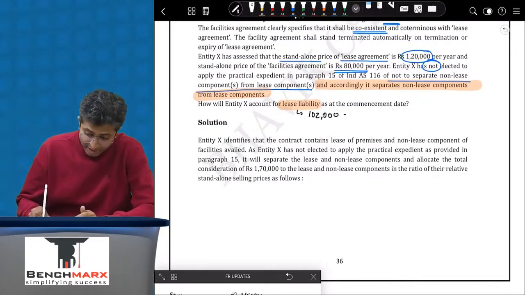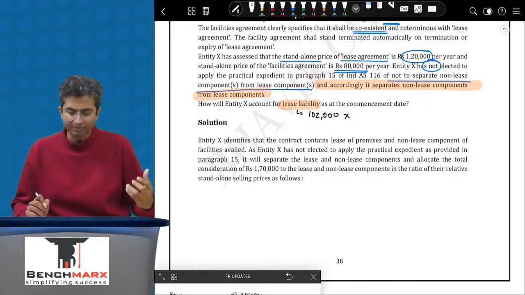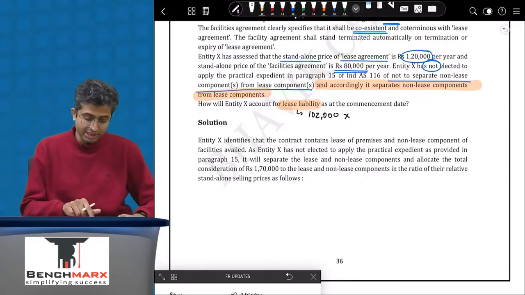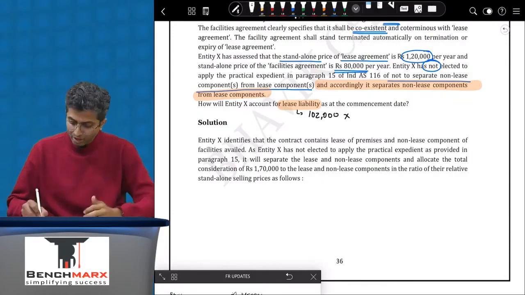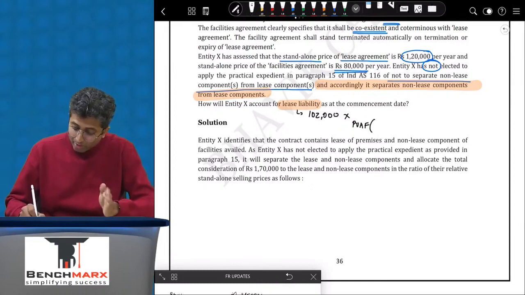Sir, I'm paying 170. Yes, you might be paying 170, but out of that 68,000 is for the services, for the facilities. The remaining 1,02,000 is for the lease. This is paid over a period of 9 years.